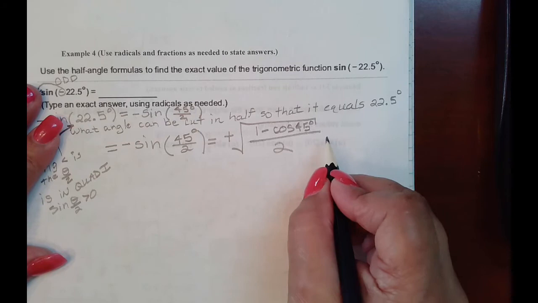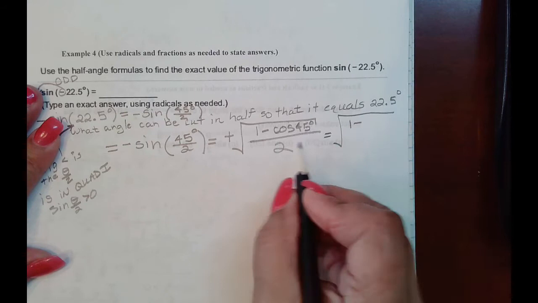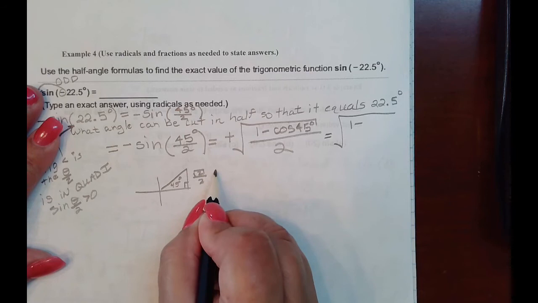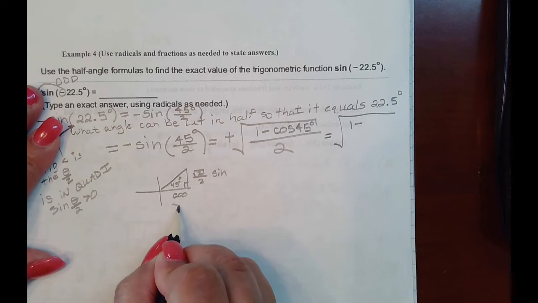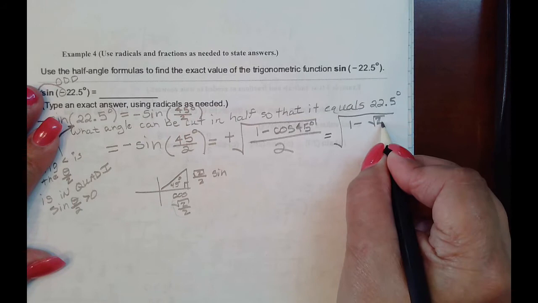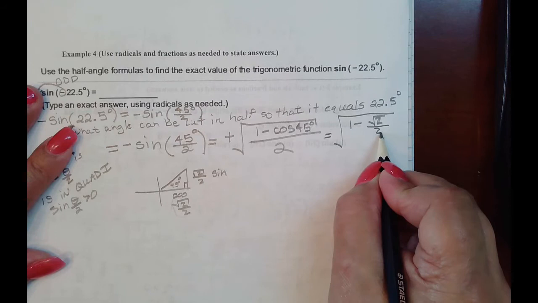Okay, so this is going to be 1 minus, and if you don't remember what the cosine of 45 degrees is, here's a 45 degree triangle, both legs. The vertical leg, which is considered the sine, as well as the horizontal leg, which is considered the cosine, are both square root of 2 over 2. So that's what you're plugging in for cosine of 45, square root of 2 over 2. And then it's once again divided by 2.